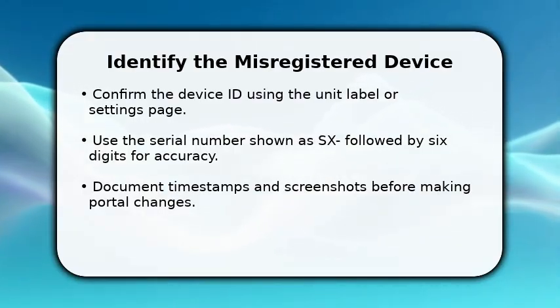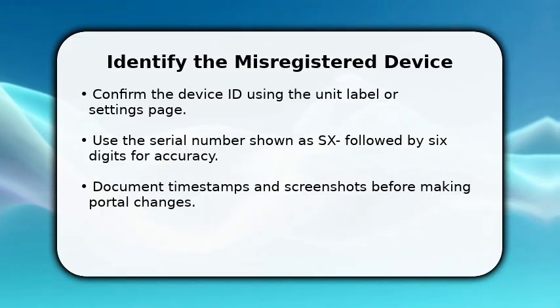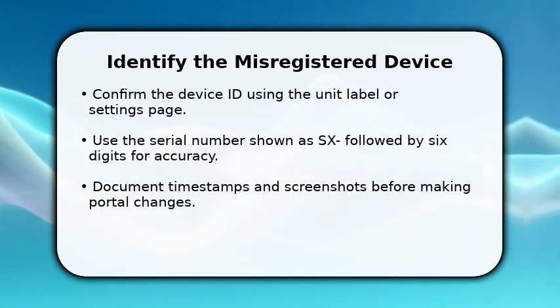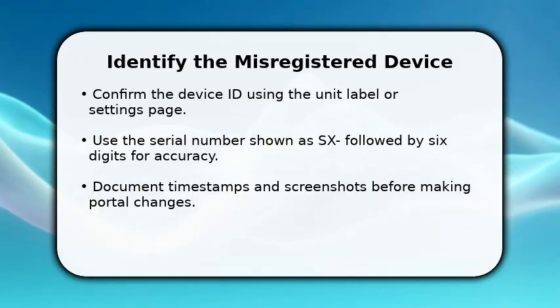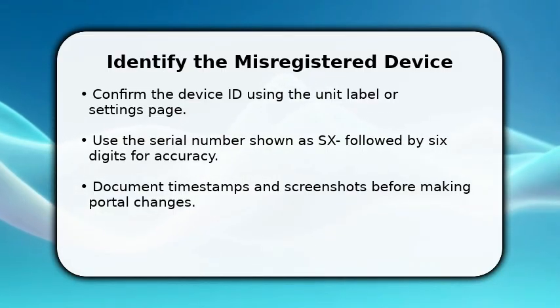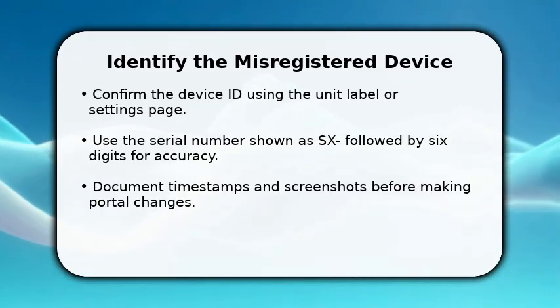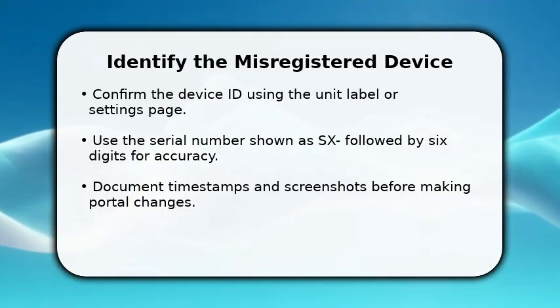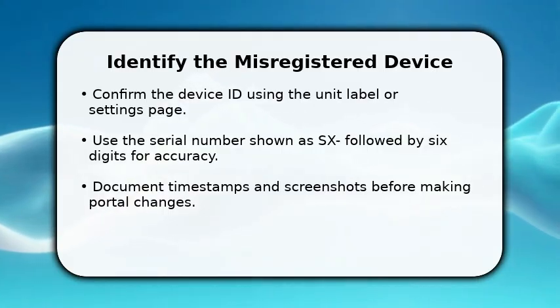Start by confirming the device ID on the unit label or settings page. Use the serial number shown as SX followed by 6 digits for accuracy. Log into each portal account where you manage devices and list registrations. Check creation timestamps and match them to your installation date within 5 days.